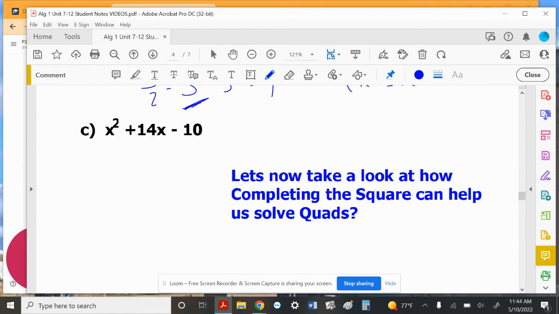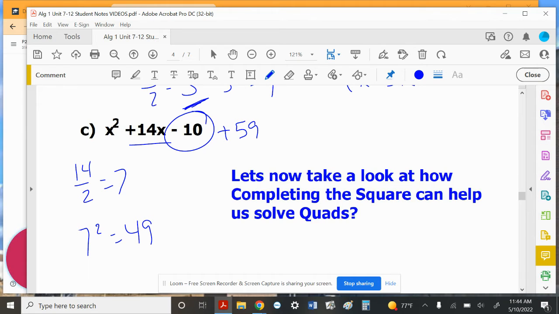Okay. X squared plus 14x minus 10. So we look at the middle term. 14 divided by 2 equals 7. 7 squared equals 49. So therefore, this number has to be 49. So to make it 49, I'm going to have to add 59.